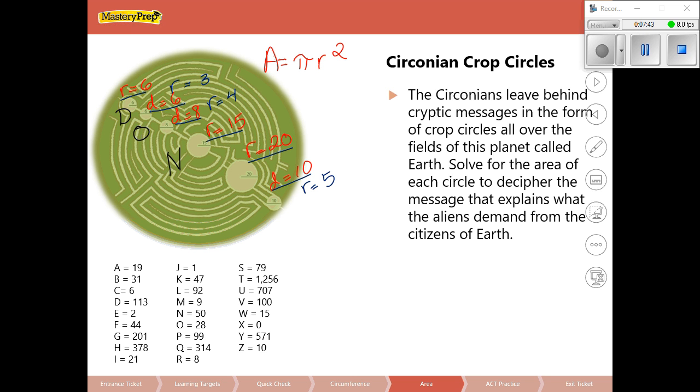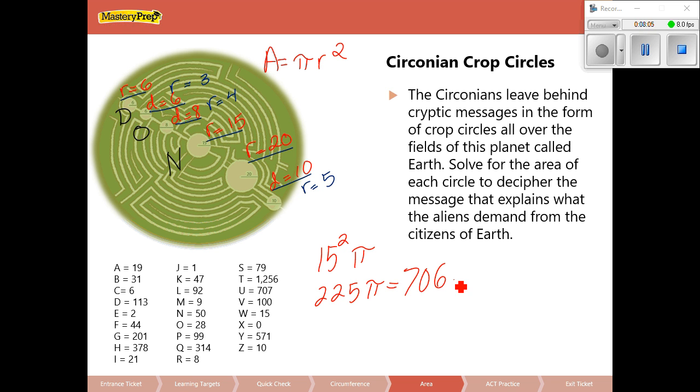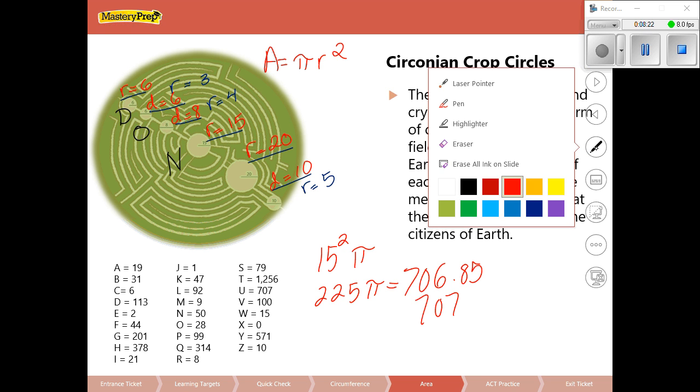All right. Now, if we look at the next one, we have an R of 15. So we have 15 squared times pi. 15 squared is going to give us 225 times pi, which will be 706.85. Now, if we look at all of our numbers, we don't have a 706, but this will round up to 707, which gives us the next letter as U.